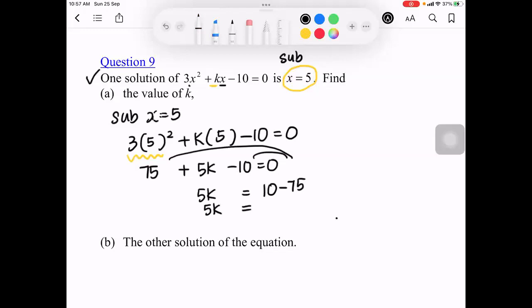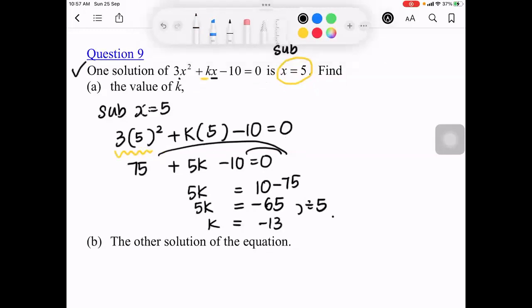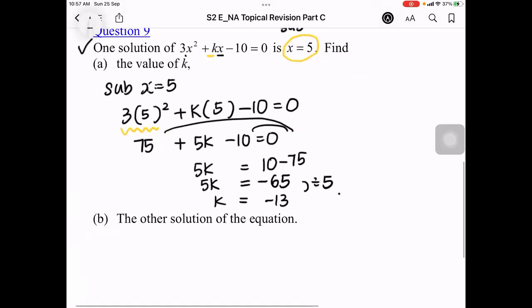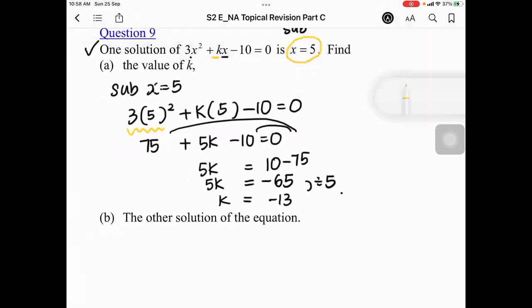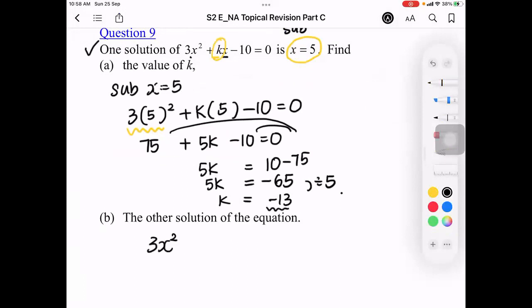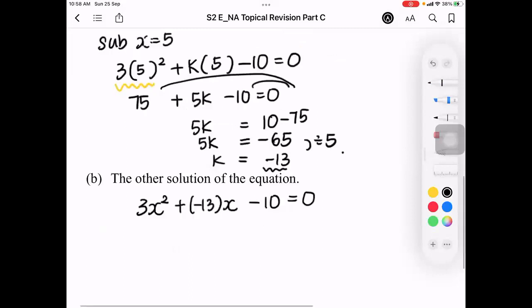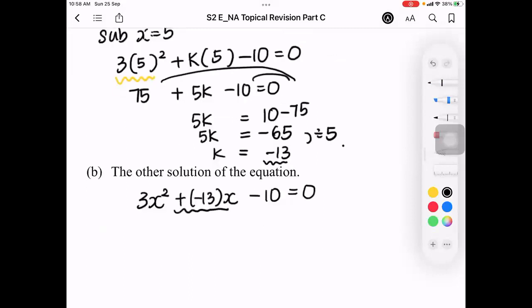Okay, 10 minus 75, that gives me negative 65. Then for k, I divide by 5, negative 30. So find the value of k. So once I find the value of k already, what does that mean? That means my equation, this k over here, changes. So it's now 3x squared, the k is now negative 13, so negative 13 times x minus 10. Then since it's negative 13, this whole thing is just minus 13x minus 10.